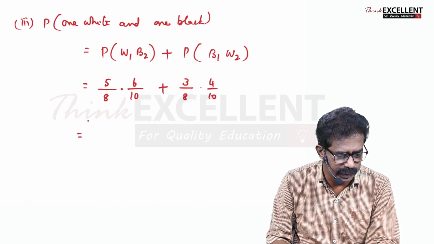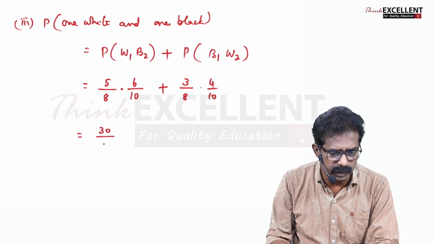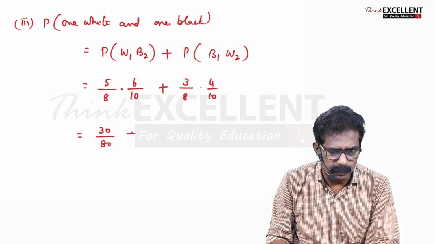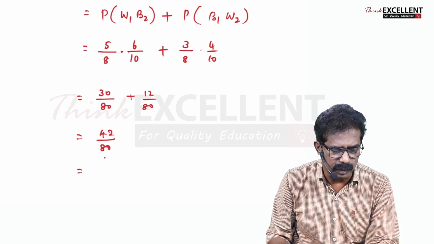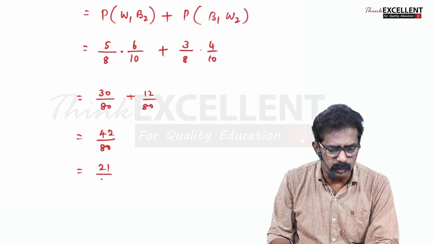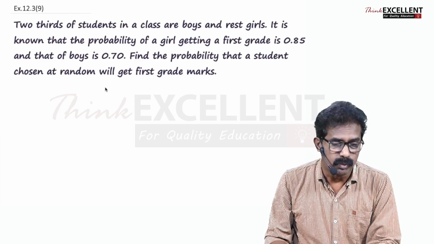So if you expand it, if you multiply, 30 by 80 plus 12 by 80. If you add it, 42 by 80. So denominators are same, so easily can do the calculation. Now we cancel by 2 table, 21 by 40. That's your answer. Now let's move on to question number 9.